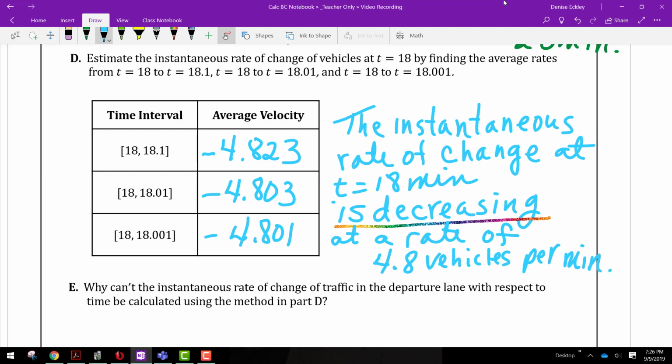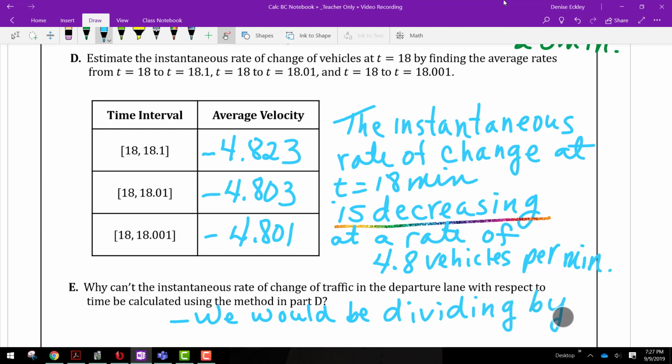And just to wrap up our concept here, why can't the instantaneous rate of change of traffic in the departure lane with respect to time be calculated using the method in Part D? Because we would be dividing by 0. Just to reiterate that, that's why we can't use our average rate of change. And that is our introduction to instantaneous rate of change.